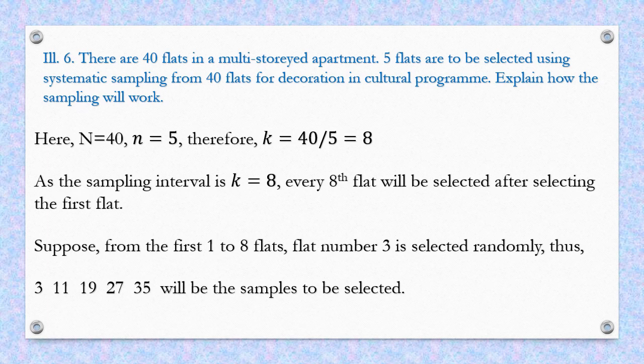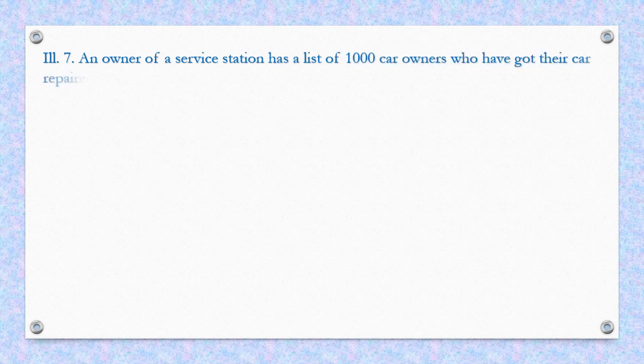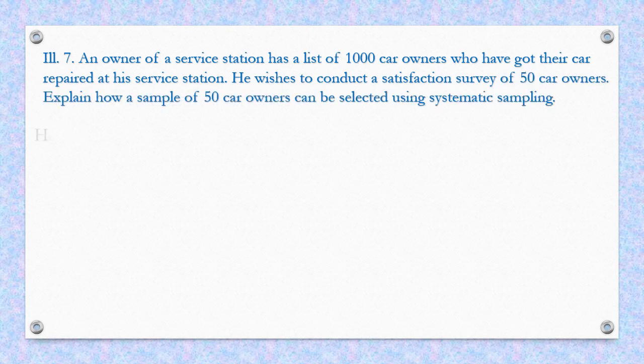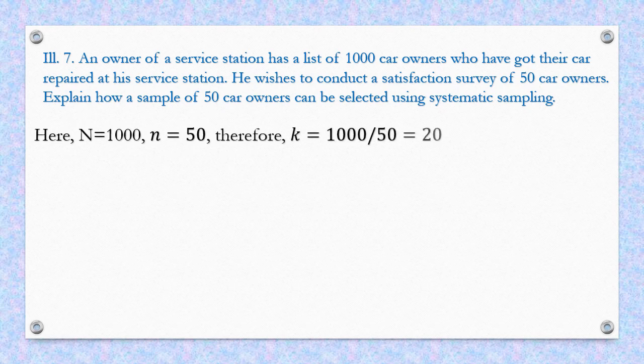Let's take another example. An owner of a service station has a list of 1,000 car owners who have got their car repaired at his service station. He wishes to conduct a satisfaction survey of 50 car owners. Explain how a sample of 50 car owners can be selected using systematic sampling. Total are 1000. We have to select 50. So K will be 1000 upon 50, which is 20.